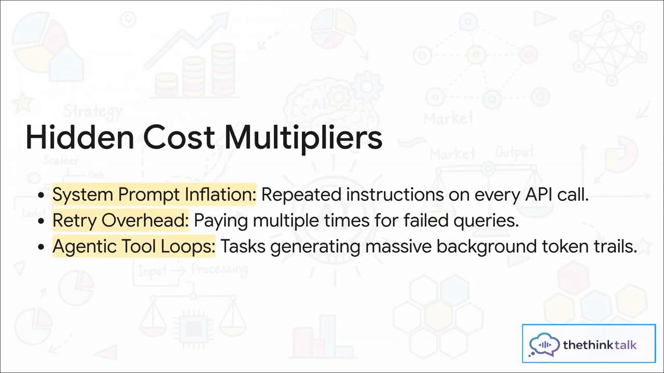So what are these hidden multipliers? Well, first, you've got system prompt inflation. This is when you have to send the same big block of instructions to the AI over and over and over again with every single request. Then there's retry overhead. That's you paying multiple times because the first answer wasn't right, so you have to ask again. But the real monster to watch out for is something called agentic tool loops. This is where one simple-sounding request kicks off a whole chain reaction of background tasks, and every single one of them is just burning through your tokens.